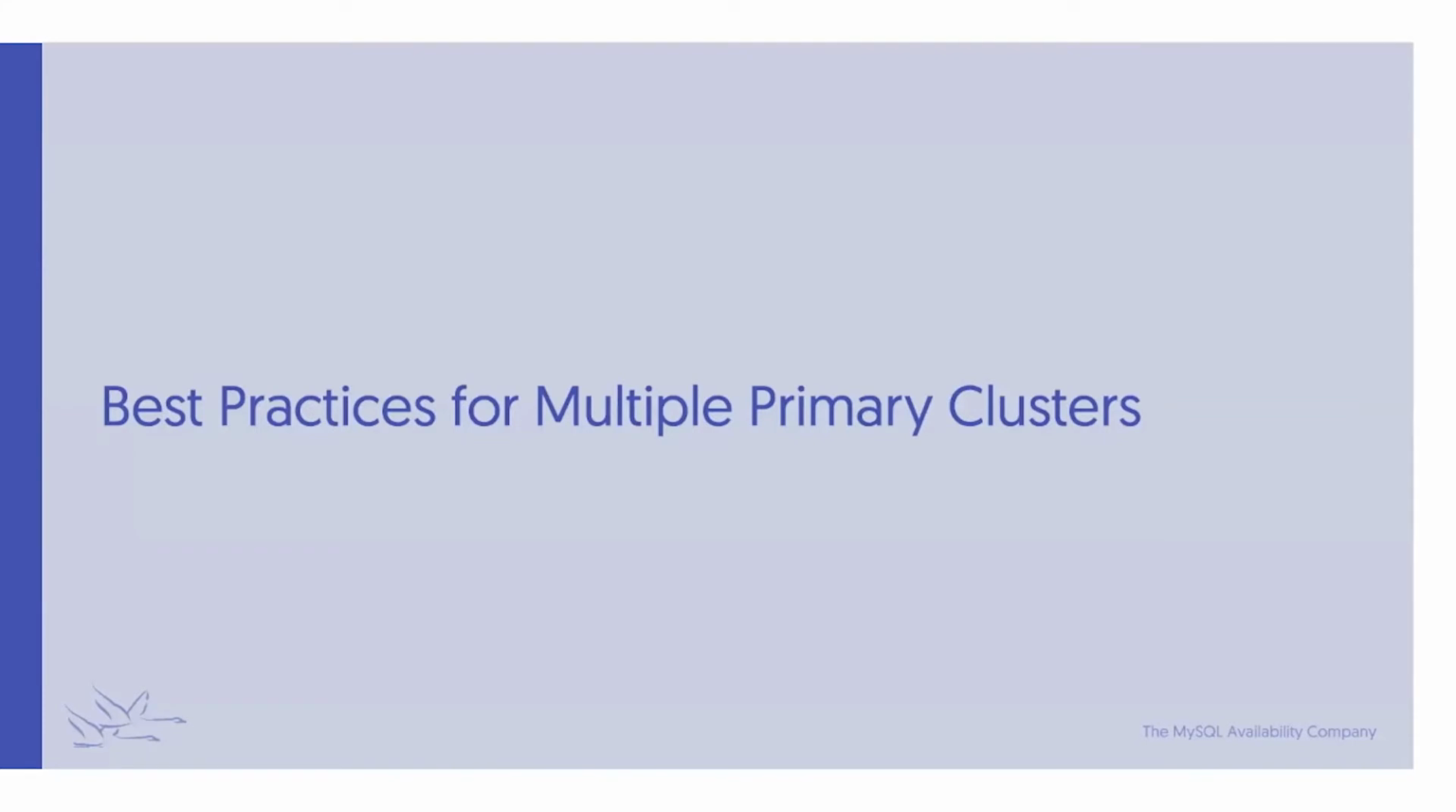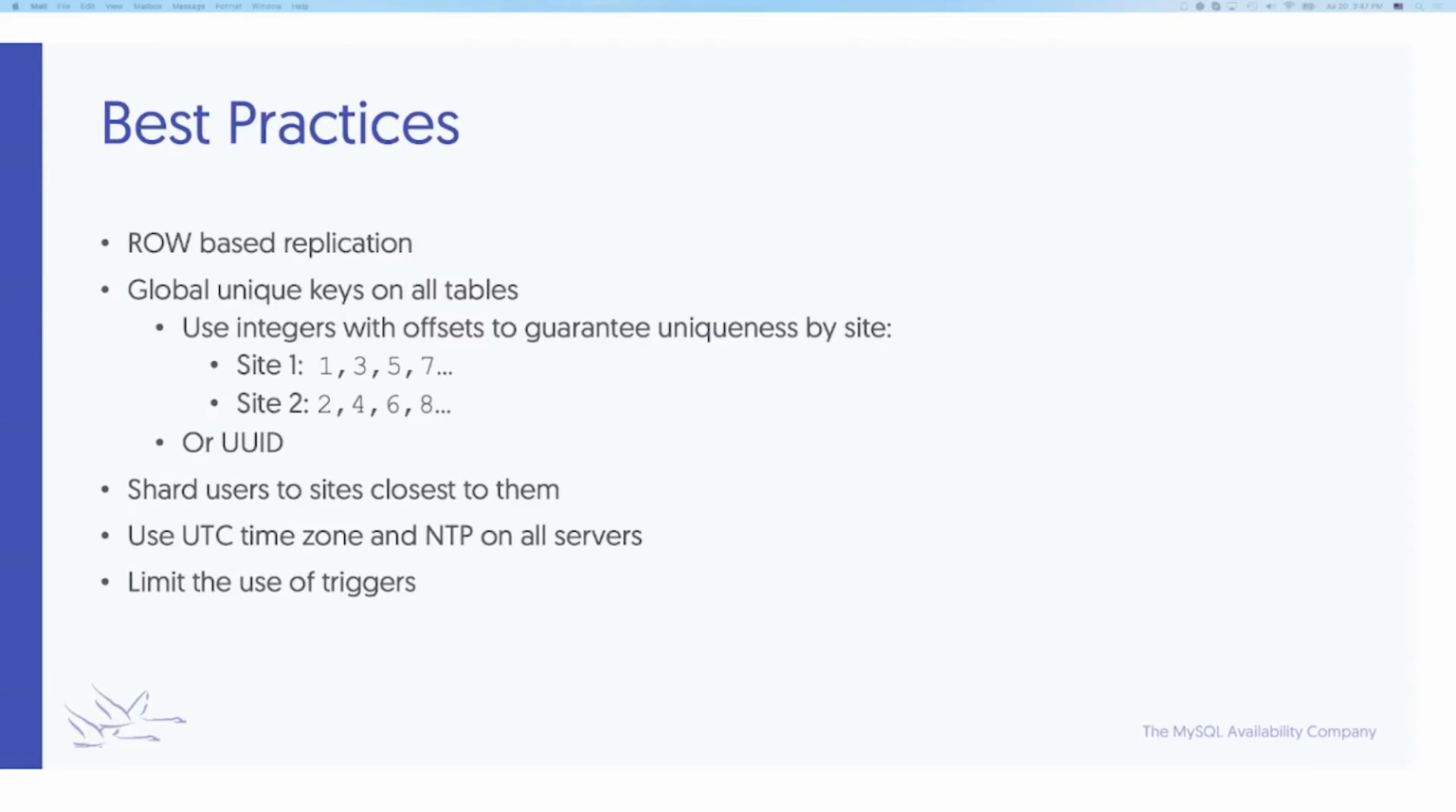So let's look at best practices when we want to deploy multiple active primary clusters in a geo-distributed fashion. These best practices are really to help reduce the chance of having a replication conflict. The first thing that we're going to do is have row-based replication, and that's actually a requirement for multiple active primary databases. And I'll talk about why in a second.